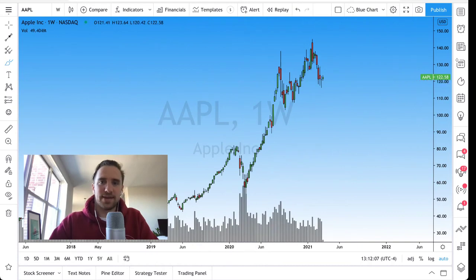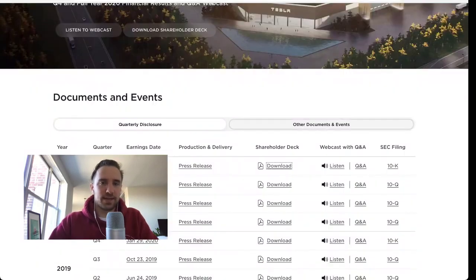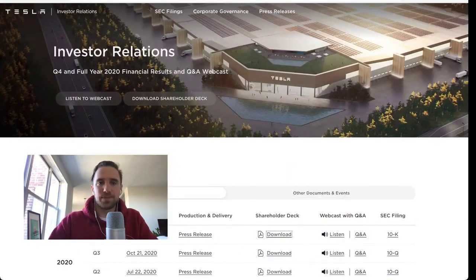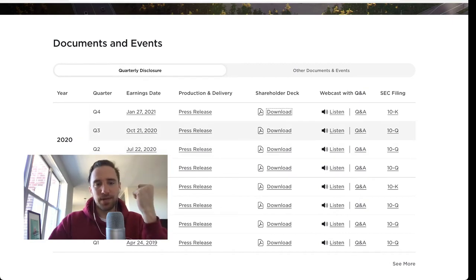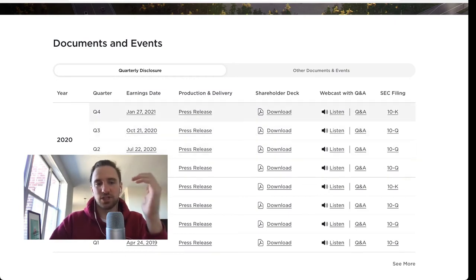So let's keep diving in, and just to show you some more tips for getting started. What you see on the screen now is Tesla's investor relations page. It's where they share all of their information about their company. Companies report earnings every quarter, so 4 times a year. And earnings are designed for shareholders.